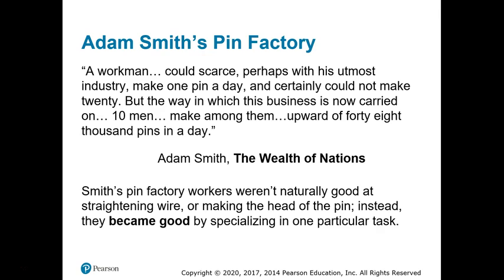It's saying if they weren't naturally good at straightening a wire, making the head of a pen, they became good through that specialization of that particular task. The repetition, they became more efficient. They became better at doing that specific task.